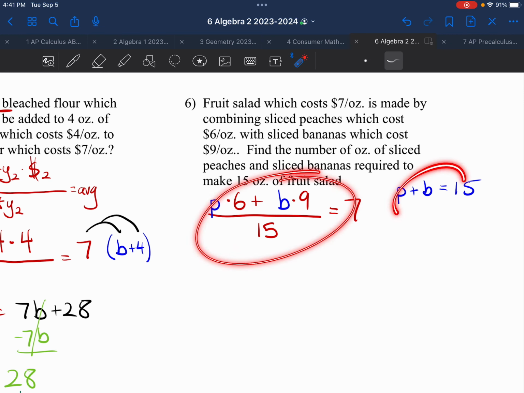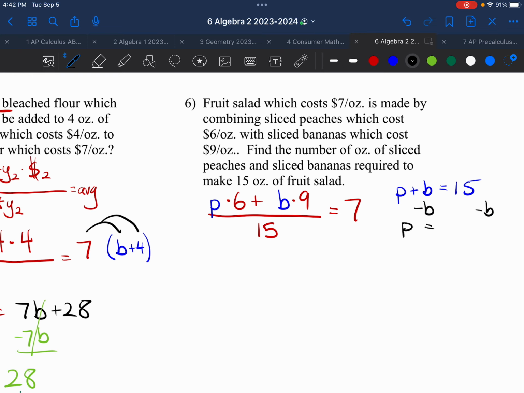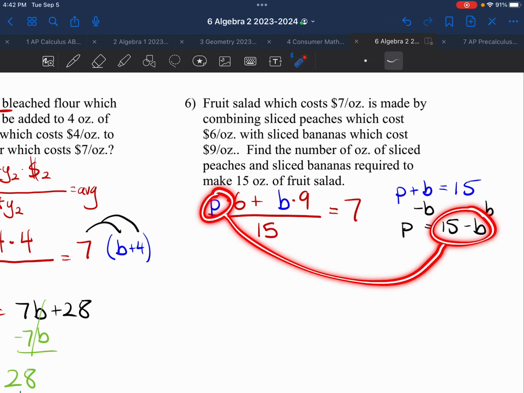We need to solve either for P or for B. Either way will work. I have to find both bananas and peaches, so it doesn't really matter. I'm just going to go ahead and say B. I'm going to move you to the right side. I'm going to subtract B on both sides, and I get peaches is equal to 15 minus bananas, B. Now that I know that peaches is 15 minus B, this peaches is also 15 minus B.